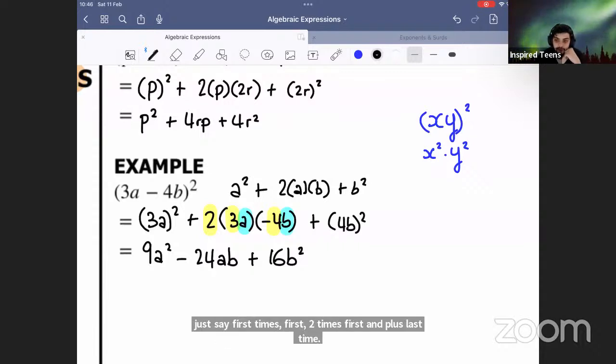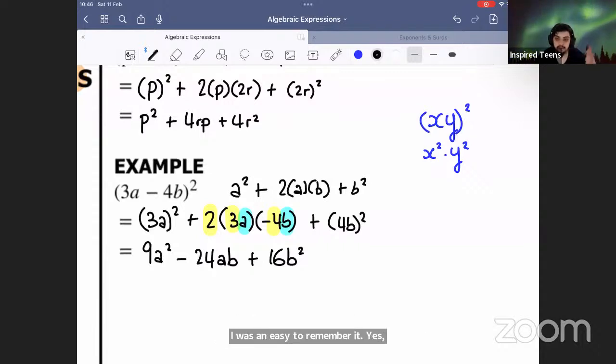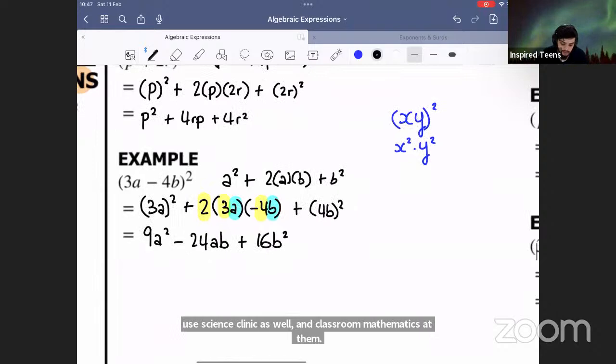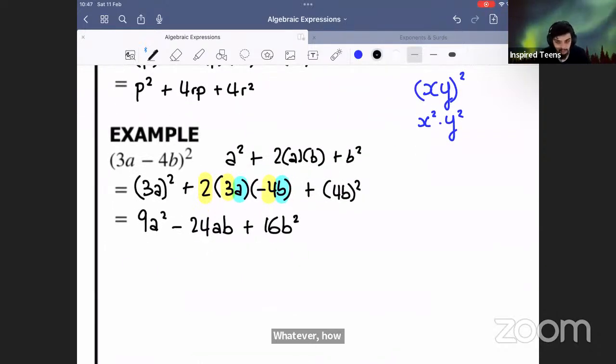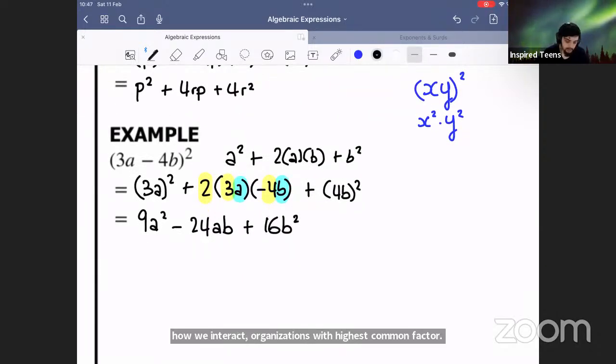Yes, correct. That's true. Are these from the X Factor textbook series? No, they're not. I utilize some CAPS textbooks. Maybe at times I might use X Factor. I use Science Clinic as well, and Classroom Mathematics at times, whatever. I'm doing factorizations with highest common factor. If we get to that, we might not today, but we'll sort it out. I'll speak to you guys at the end.